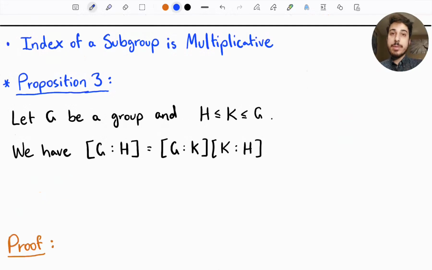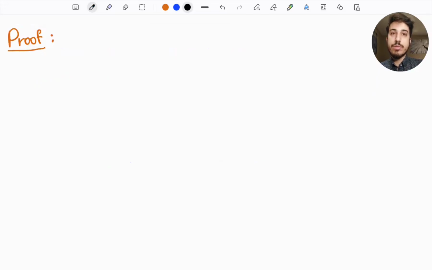The last topic of discussion is proposition 3, saying that the index of a subgroup is multiplicative. That means, formally speaking, that if G is a group and we have a subgroup H inside a subgroup K of G, then the index of H in G is equal to the index of K in G times the index of H in K. The proof of this proposition is a pretty straightforward combinatorial argument.